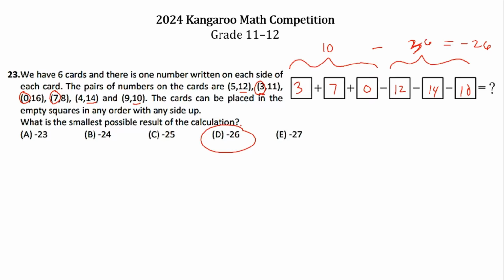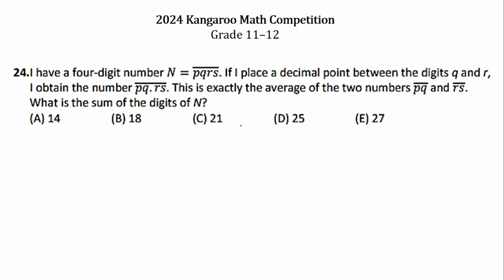Let's have problem 24. I have a 4-digit number n which is equal to PQRS. If I place a decimal point between the digits Q and R, I obtain the number PQ point RS. This is exactly the average of the two numbers PQ and RS. Alright, so what is the sum of the digits of n?